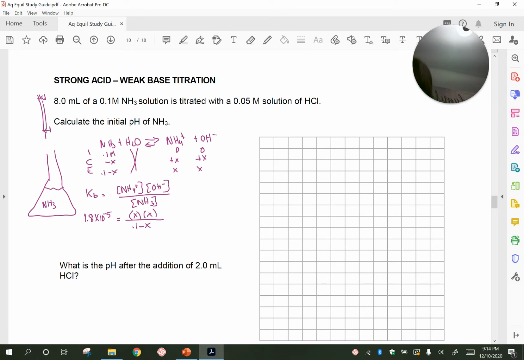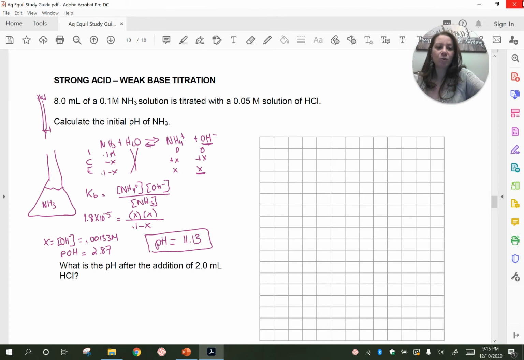So X, which here is the OH minus concentration, right, not the H plus, is 0.00133 molar. So we're going to find the pOH by taking negative log of that, and it is equal to 2.87. And so my pH is 14 minus 2.87, which is 11.13.